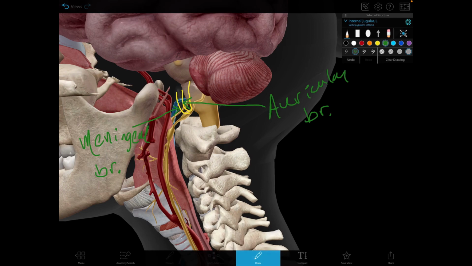Now let's go over the vagus nerve branches within the jugular foramen. First of all, we're going to have a meningeal branch. This meningeal branch supplies the dura mater of the posterior cranial fossa. There's also, as you can see here, an auricular branch which contributes to supply the auricle, also the external acoustic meatus, and the tympanic membrane.